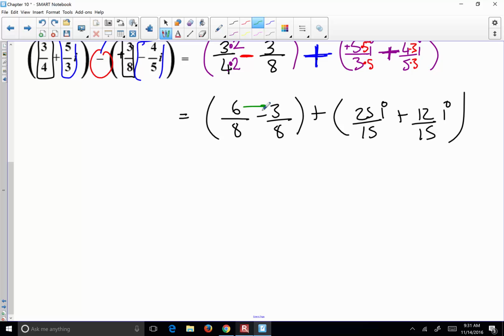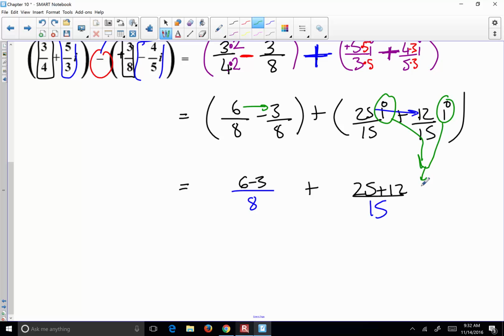Next, you now can add side by side. Only on the tops though. You repeat the denominators. This is 8. You don't subtract the denominators, only tops. And you get 6 minus 3 on the top. And this is 25 plus 12. And you repeat the same denominator, 15. And what do I do with the i's? I copy one of them here.